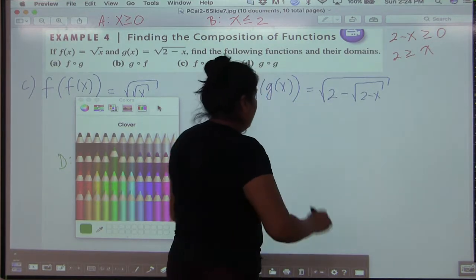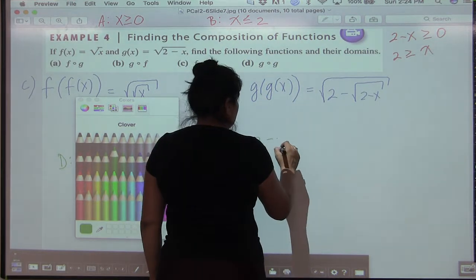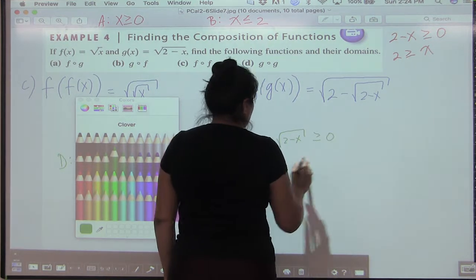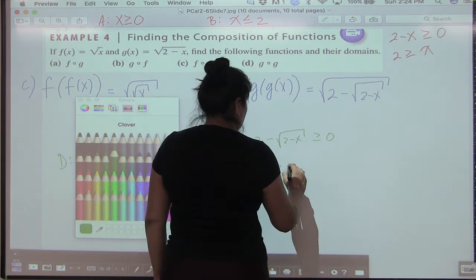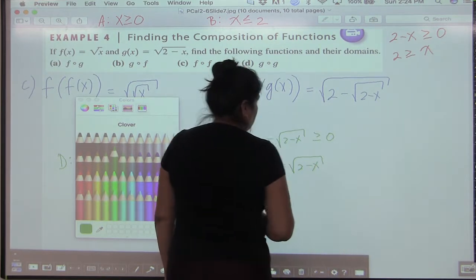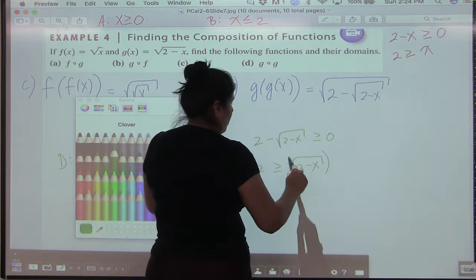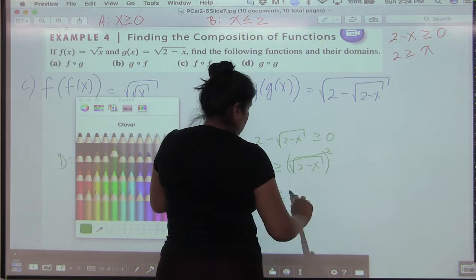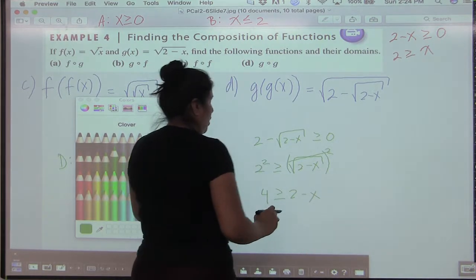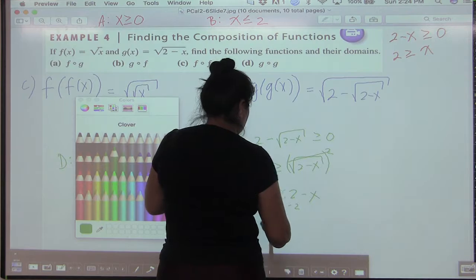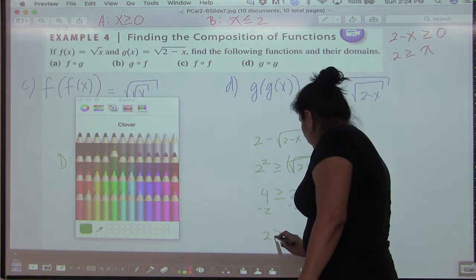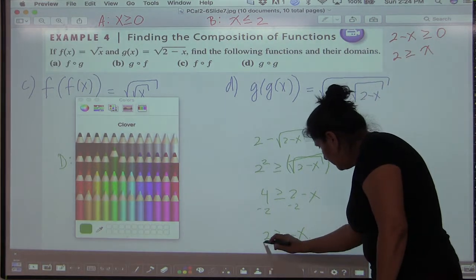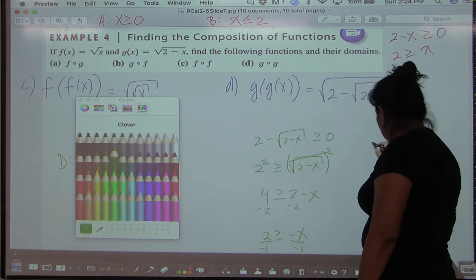And now we need to make sure that 2 minus the square root of 2 minus x is greater than or equal to 0. So we're going to go 2 greater than or equal to the square root of 2 minus x. And when we square both sides, we're going to get 4 is greater than or equal to 2 minus x. And then we're going to subtract those here. And 4 minus 2 is 2, greater than or equal to negative x. And then when you divide by a negative, you flip the sign. So we have negative 2.